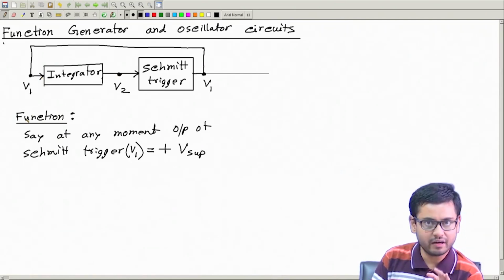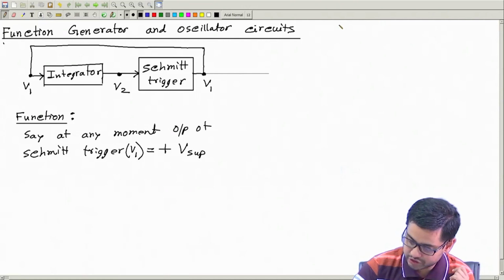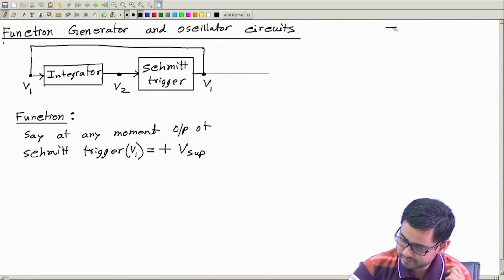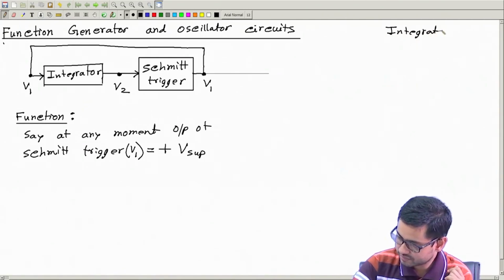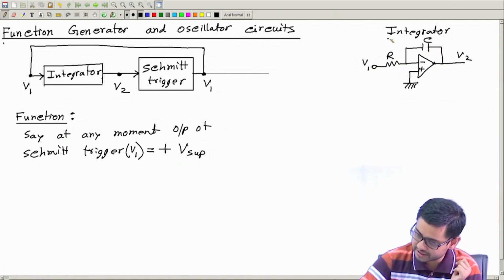Now, to be realistic, let's draw these two circuits side by side. First, the integrator. An integrator is made up of an op amp which has negative feedback coming to its minus terminal. The plus terminal is grounded. This is the output, V2, and here we have a resistance R and a capacitor C. This voltage is the input V1. So this is the integrator.